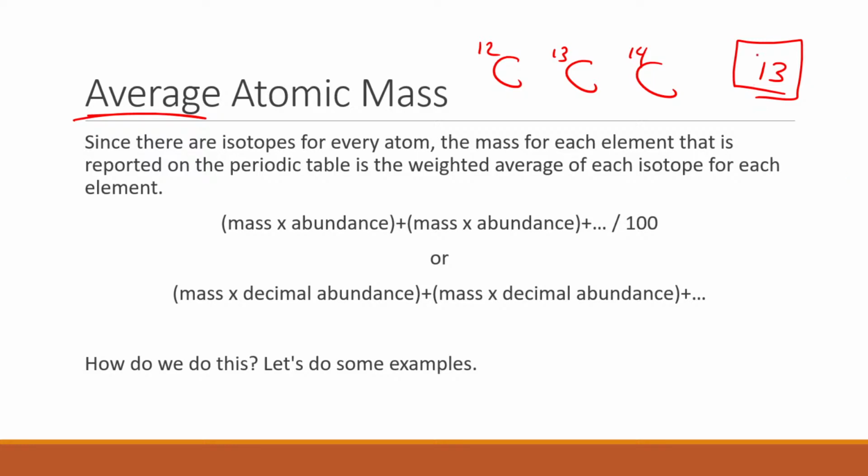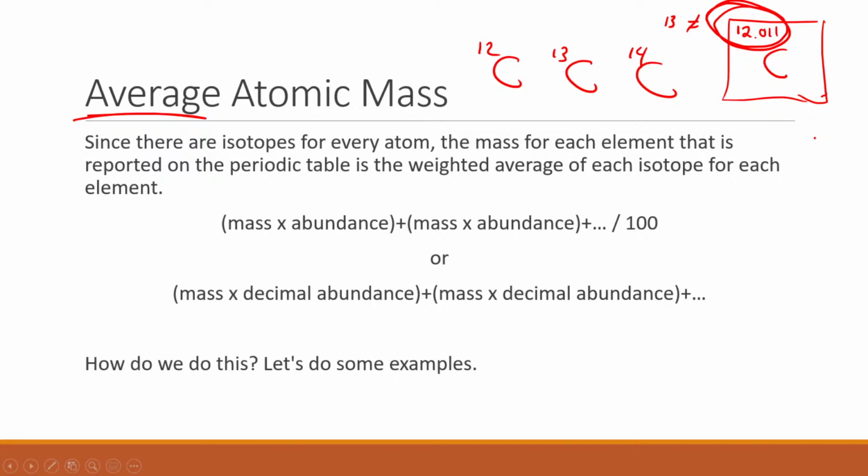But if we look at the periodic table and we look at the information given to us in the cell for carbon, the average atomic mass for carbon is 12.011, which is not equal to 13. Which means we got to do something more than just average them together. And the thing that's missing is the fact that it's a weighted average. Which means that if there's more of one number, that number gets counted more.